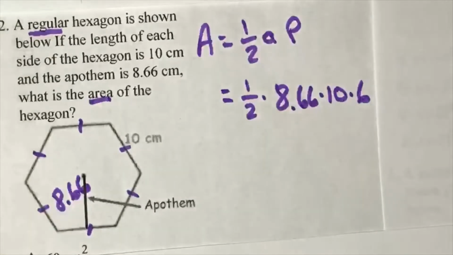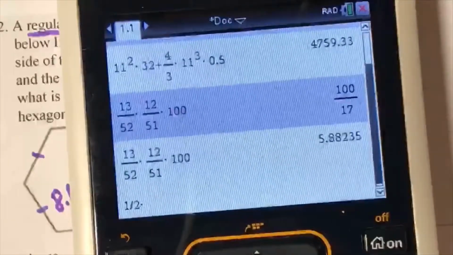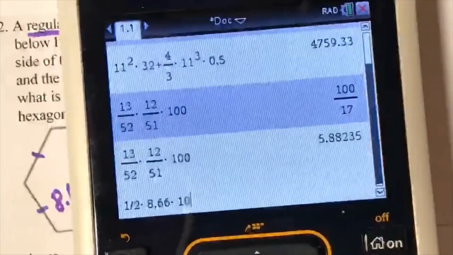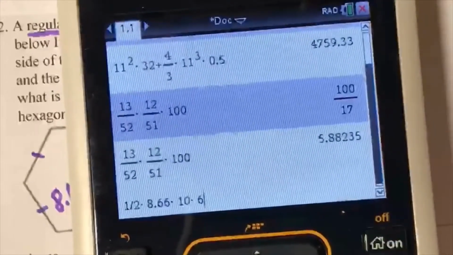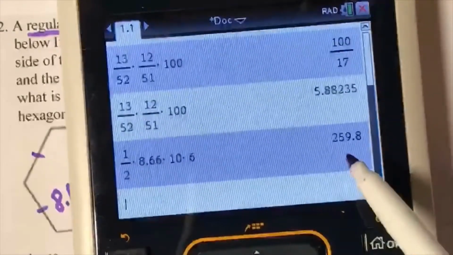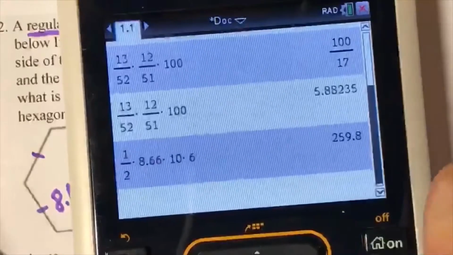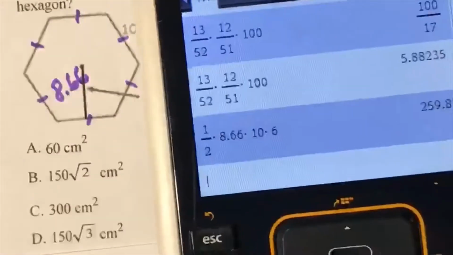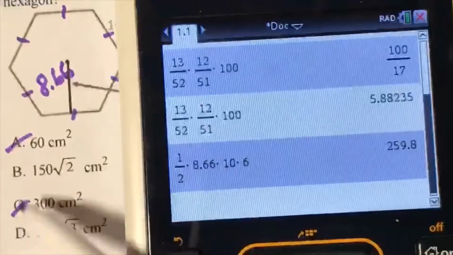Go to the calculator. 1 divided by 2 times 8.66 times 10 times 6. That will take care of the perimeter, the 10 times 6. All right, press enter. Now I have this number, 259.8. I want to go to the answer choices and see what I have. We don't have a 259.8. Clearly it's not A and it's not C. We have to look at B and D now.